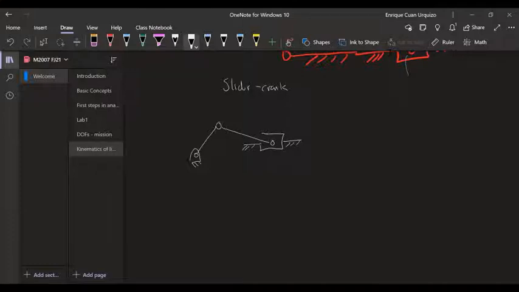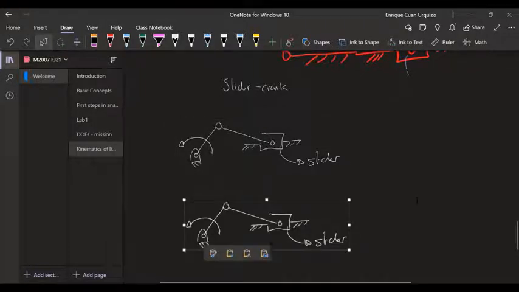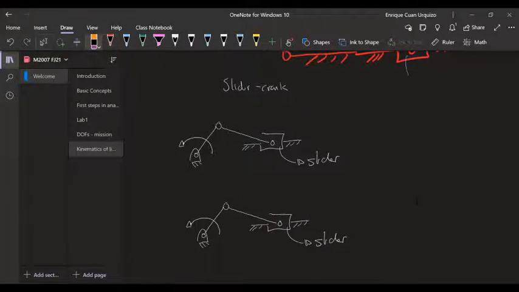If you remember from last session, crank means that it is allowed to have a full rotation. So in this case, the crank is that one because it's allowed to have a full rotation, and that's the slider. Okay, now I'm going to copy the diagram because I'll use it again. I'm going to erase that thing.